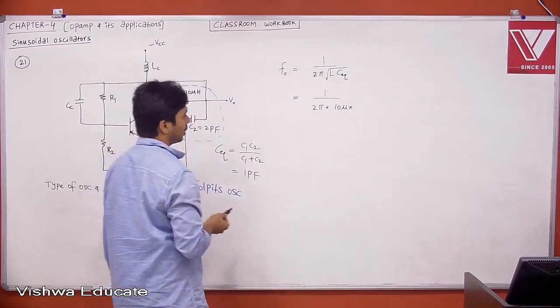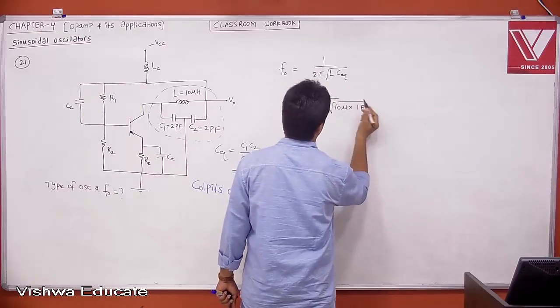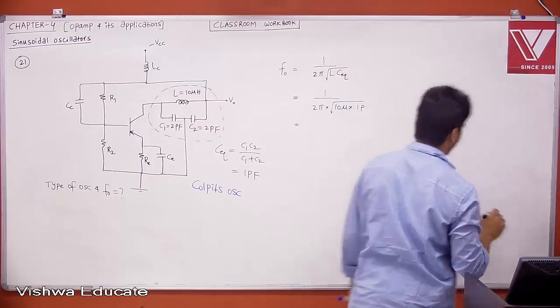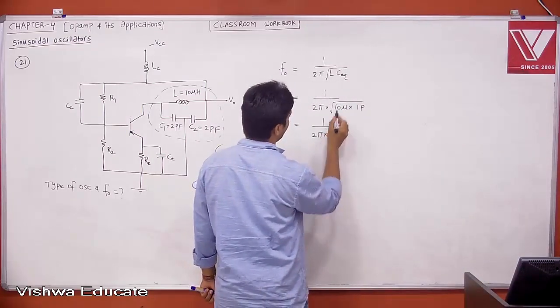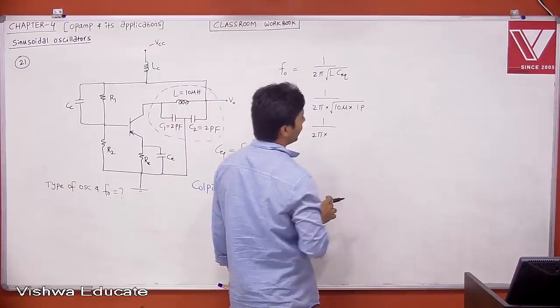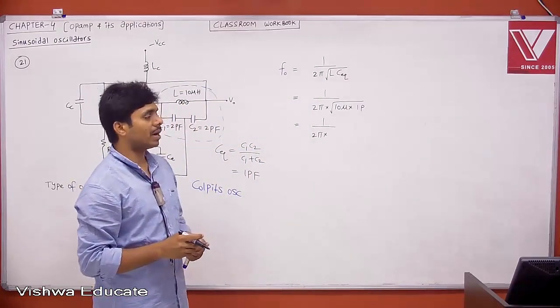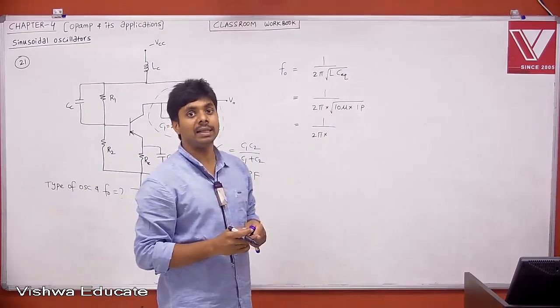It's like resistors in parallel. What will it be? Therefore, now this is 1 pico square root. If you see the answers, we need to calculate everything. 1 by 2 pi into 10 micro into pico. Pico is 10 to the power of minus 12 and micro is 10 to the power of minus 6, so 10 to the power of minus 18.